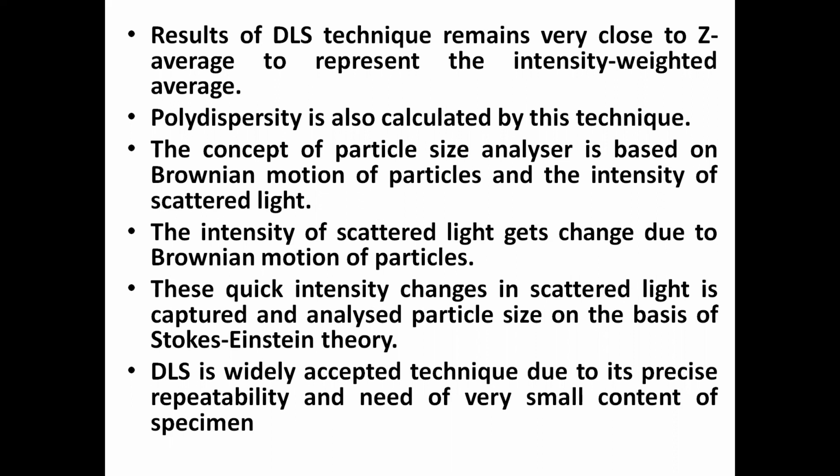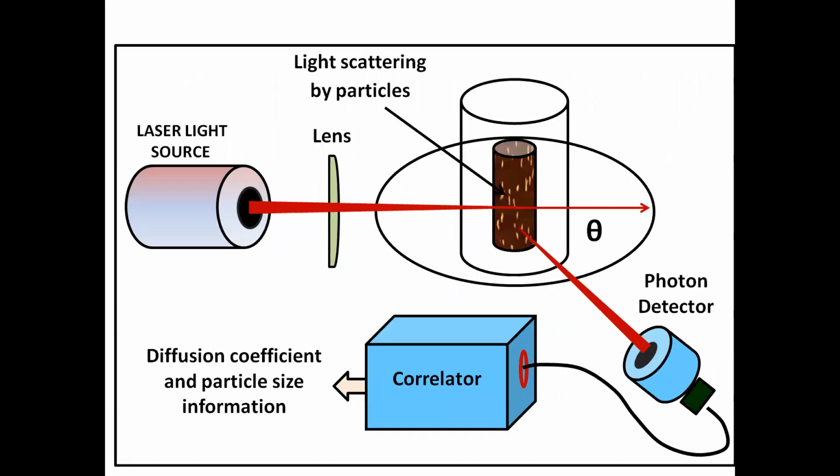The concept of the particle size analyzer is based on Brownian motion of particles and the intensity of scattered light. The quick intensity changes in the scattered light are captured and analyzed for particle size on the basis of Stokes-Einstein theory. If there is a quick change in scattered light intensity, it indicates there is too much variation in particle size. DLS is a widely accepted technique due to its precise repeatability and the need for a very small amount of specimen.